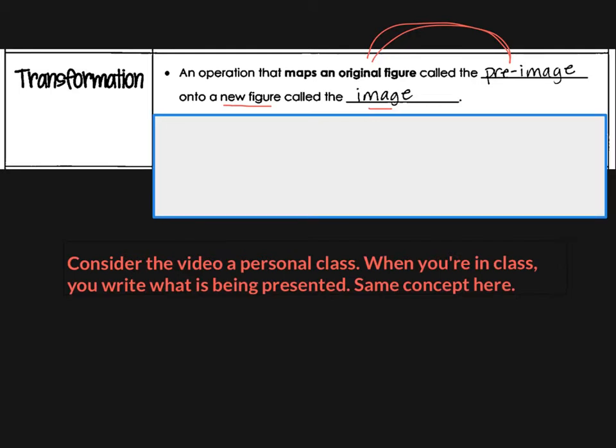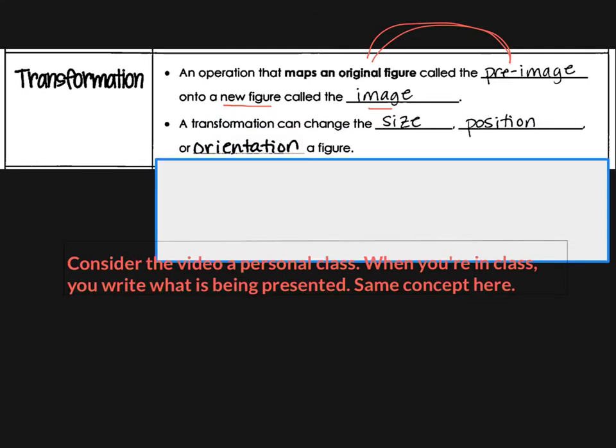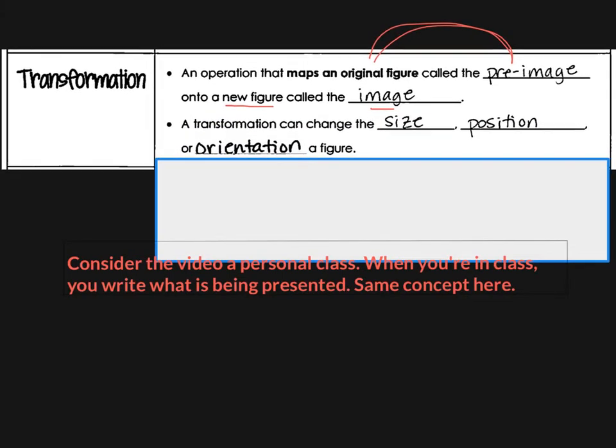There's three things that can happen with a transformation. It could change the size of the object. It could change the position of the object, which is going to be our main focus today. It could also change the orientation of the figure. So let's start with what happens when we change position. How could we change position? Well, we'll talk about one transformation in particular.